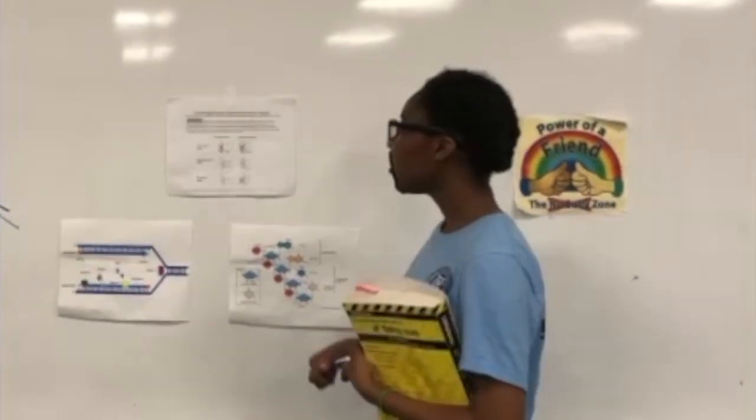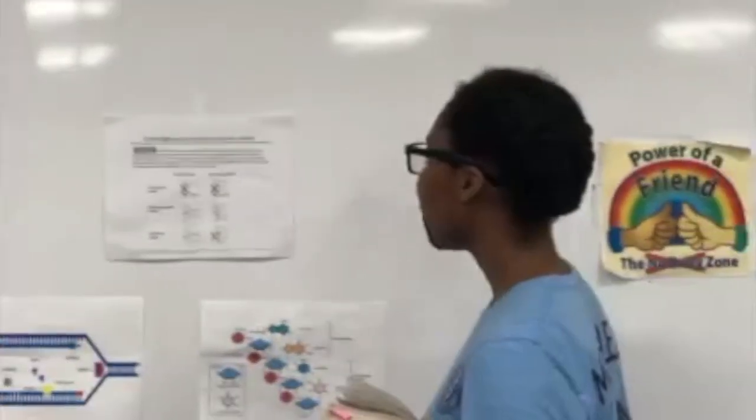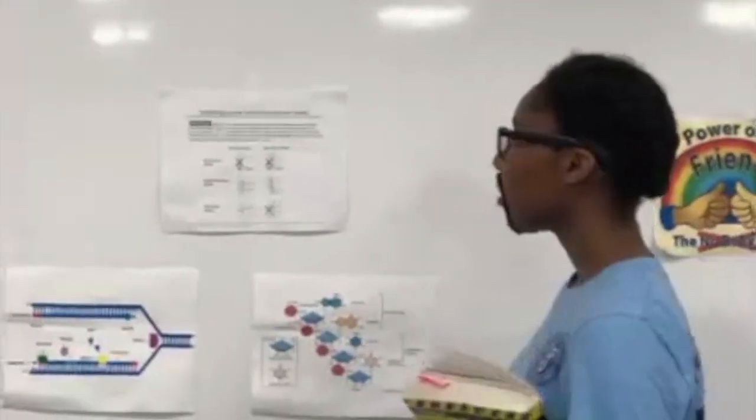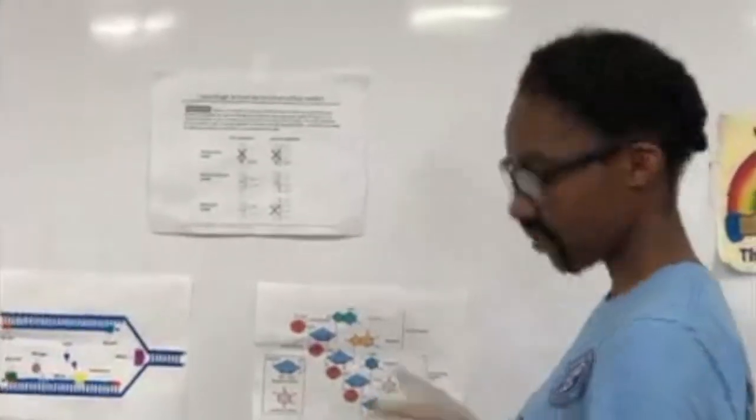The first replication in the N14 medium produced a band of hybrid DNA, which included N15 and N14 DNA. This result eliminated the conservative model. A second replication produced both light and hybrid DNA. As a result, that eliminated the dispersive model and supported the semi-conservative model.